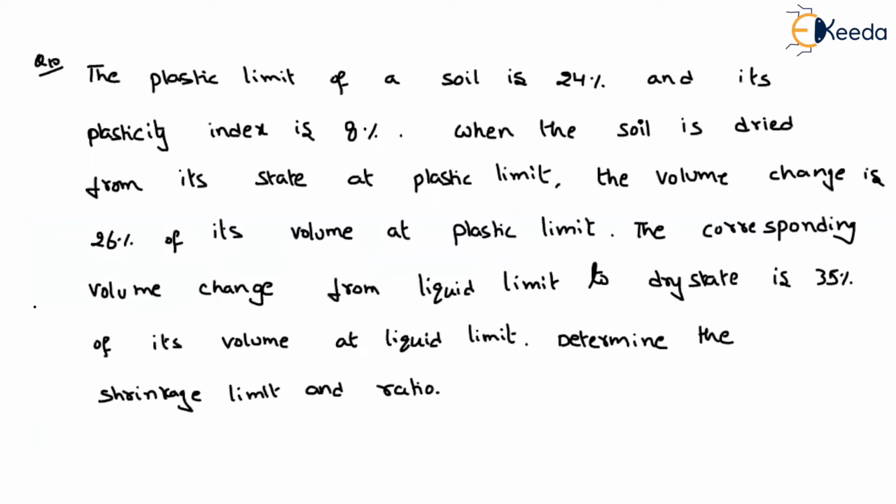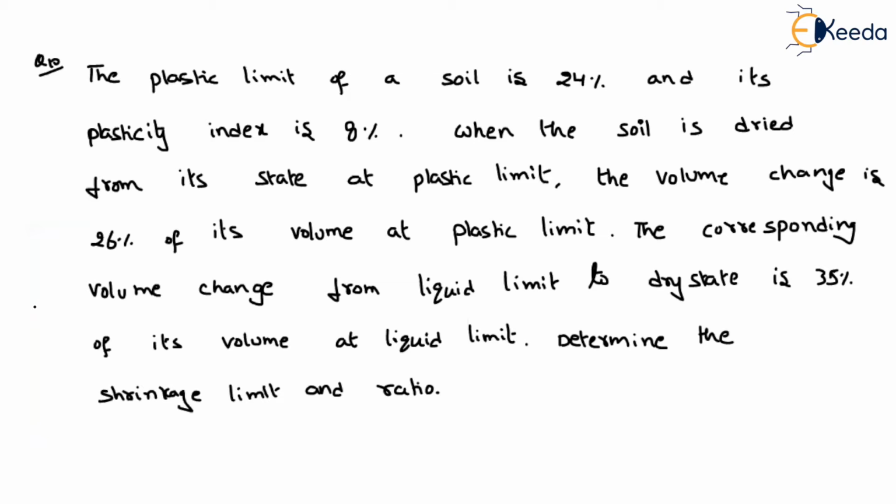It seems like a big question, so let us see the answer. The plastic limit of a soil is 24%. Plasticity index is also given. If they have given the plasticity index, can't you find the liquid limit? Yes, you can. When the soil is dried from its plastic state, the volume changes by 26% of its volume at the plastic limit. The corresponding volume change from liquid limit to the dry state is 35% of the volume at the liquid limit. Determine the shrinkage limit and the shrinkage ratio.